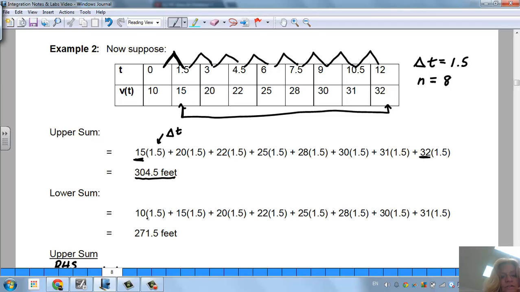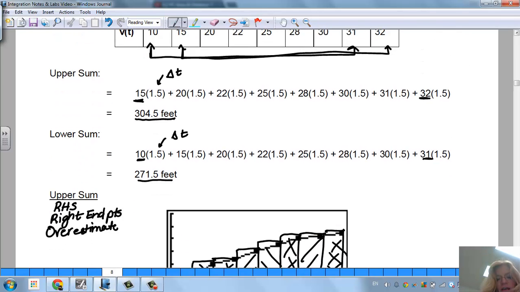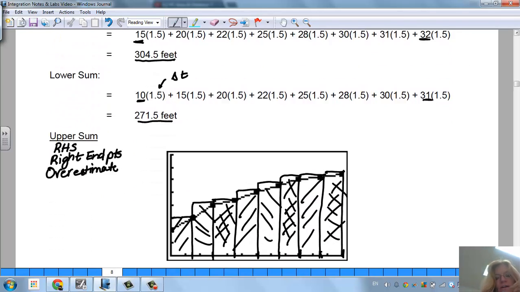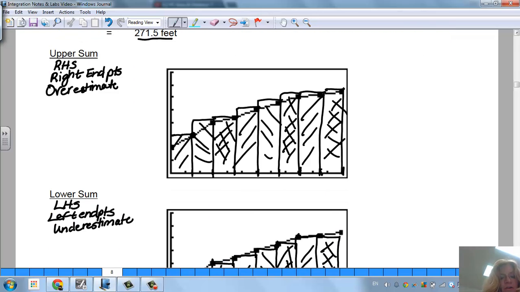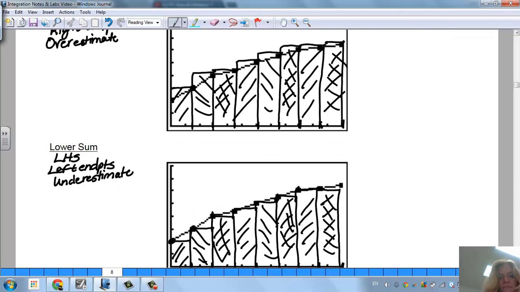The lower sum, you're still going to use your change in time as 1.5, but I'm going to start out here on the left-hand side of 10, and I'm going to stop one short, 10 to 31. So here's my 10 to 31, and they're all 1.5 wide, and then that came to 271 feet. Again, our underestimate. And the area of all those rectangles added up would be our distance traveled. All right.